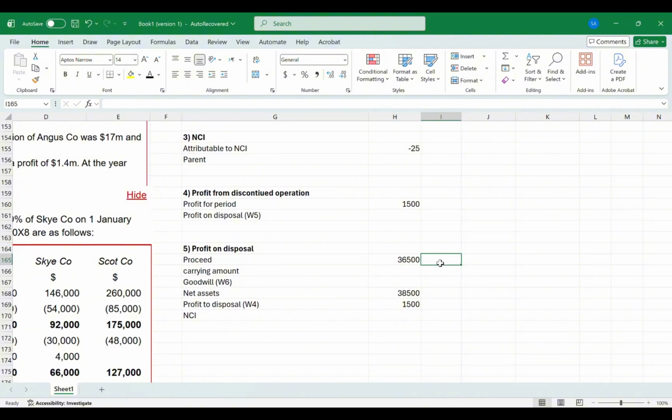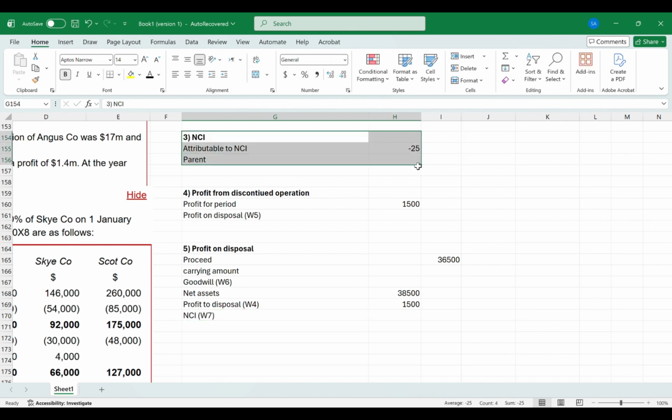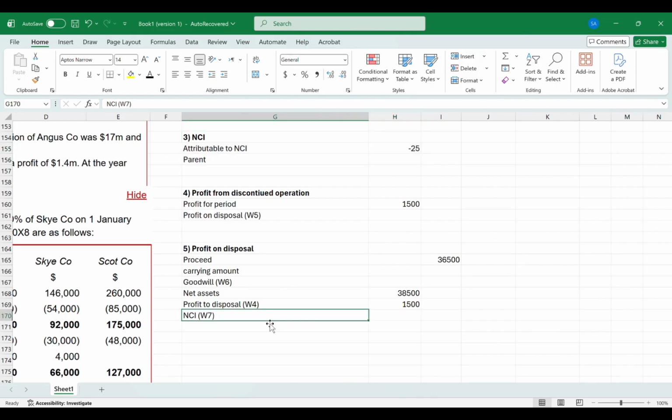Now, what's next? NCI. NCI I'll be getting through working number 7. This NCI is for the profit portion. This NCI is different. And then I will get my profit on disposal. Then I'll be moving on to my working number 6.